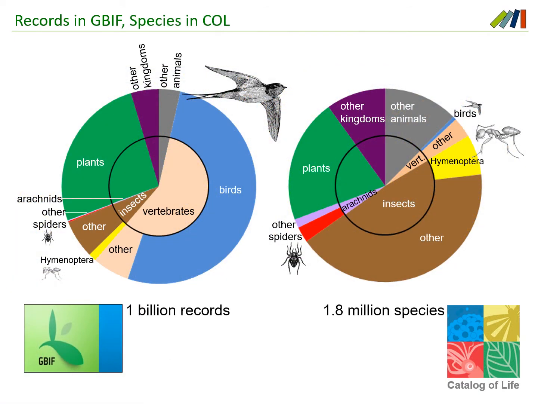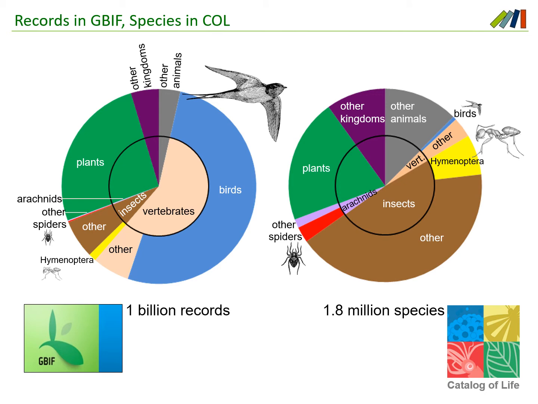When we compare the number of digital records of which species have been found where to the distribution of described species across major taxonomic groups, some clear patterns emerge. For one thing, about half of the records in GBIF are for birds, which only comprise about 10,000 species worldwide, a tiny fraction of total biodiversity. But arthropods, which make up more than half of the world's known species, are represented in GBIF by a comparatively modest number of records.